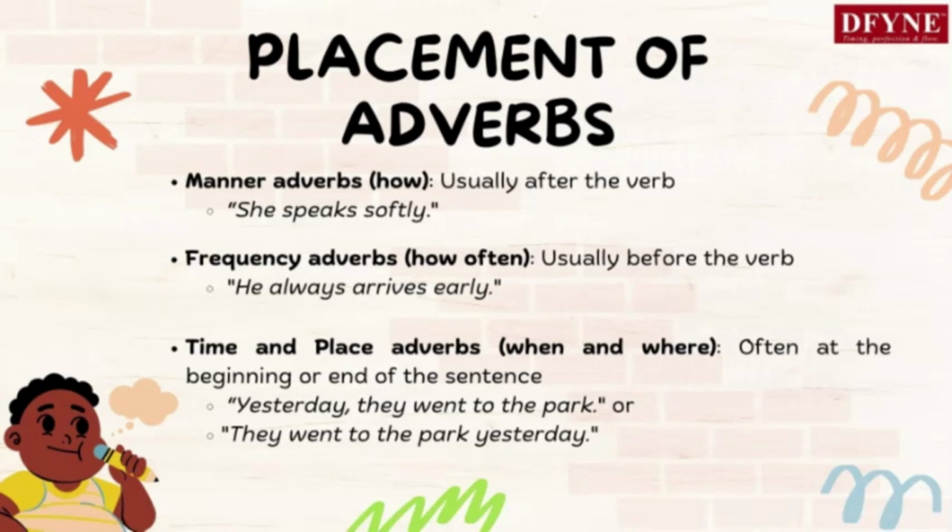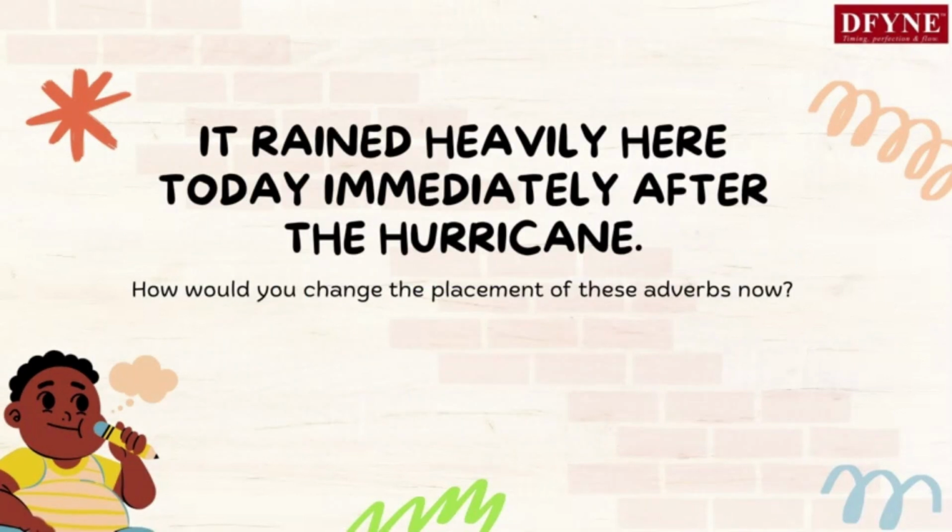Pause the video now and try to understand the placements of adverbs as mentioned here. So, does our statement follow this pattern? What changes can you make? The sentence, it rained heavily here today immediately after the hurricane, is almost correct but could be slightly adjusted for better flow. Pause the video now and make the change before the answer is revealed.